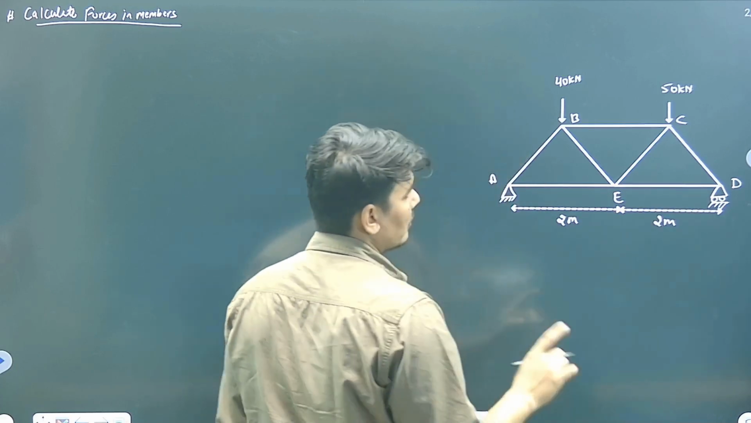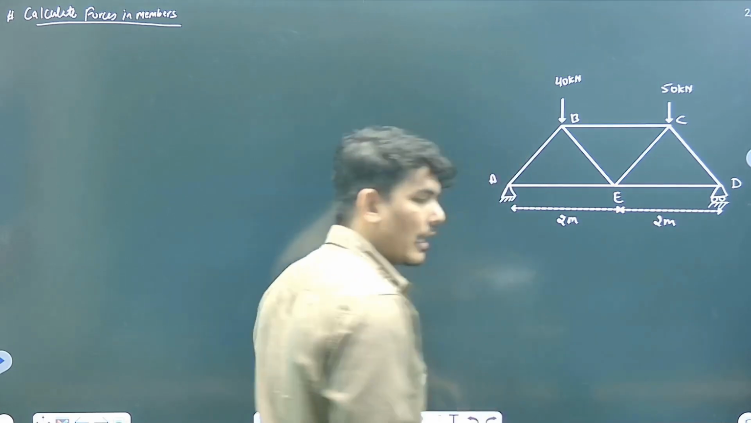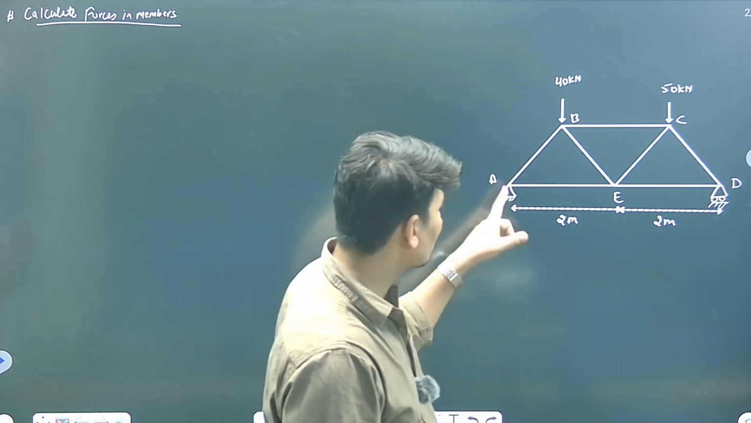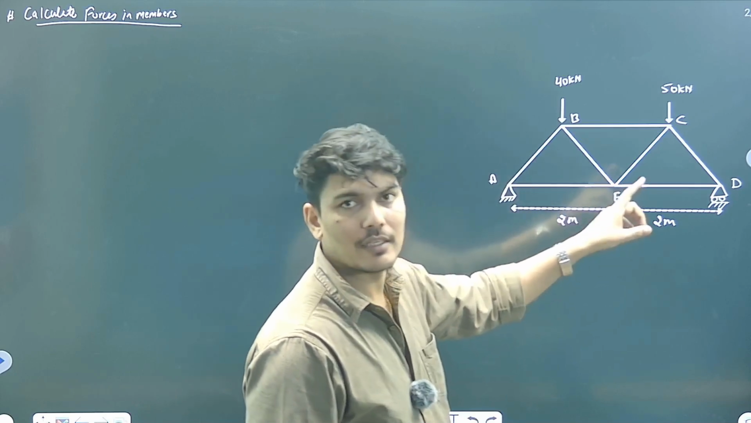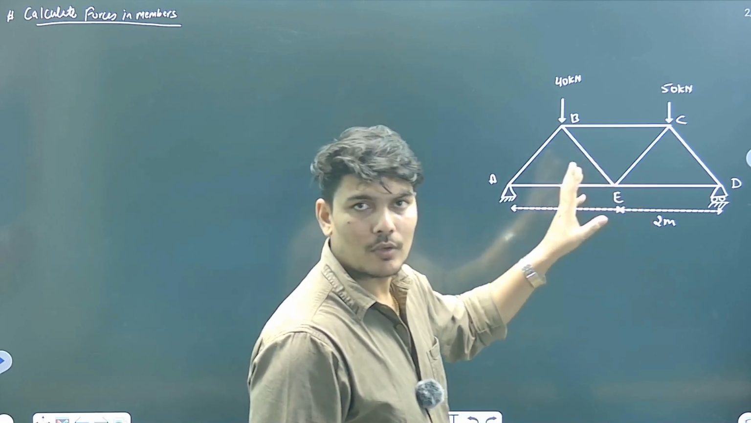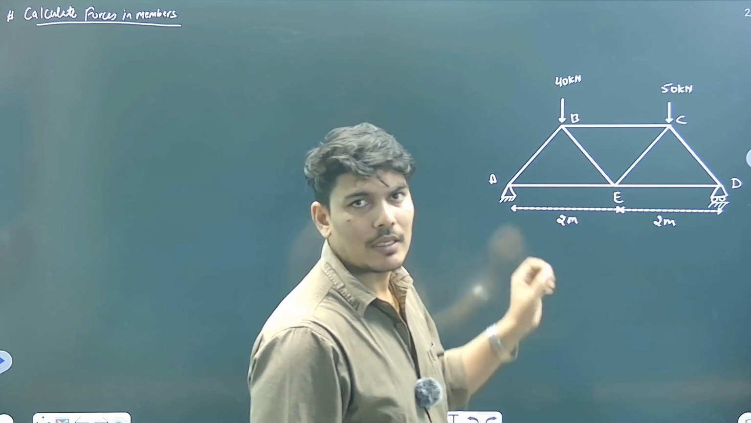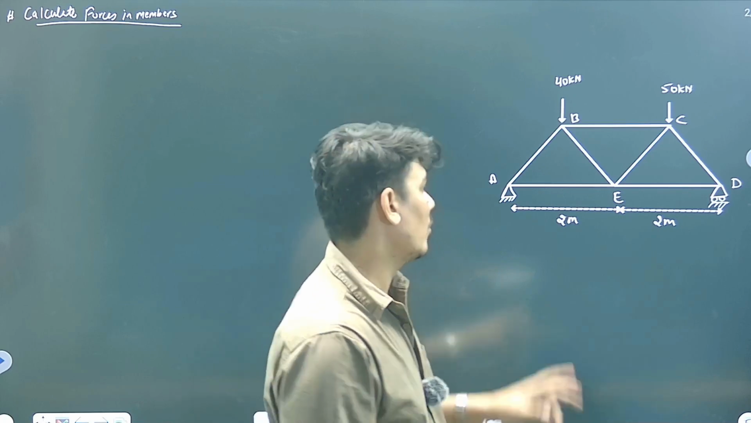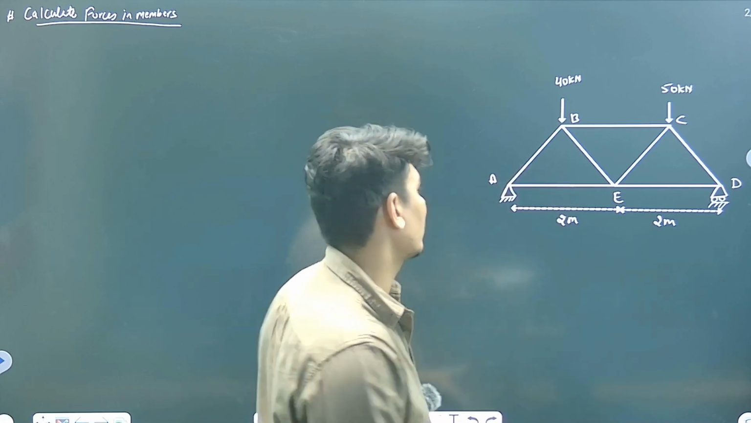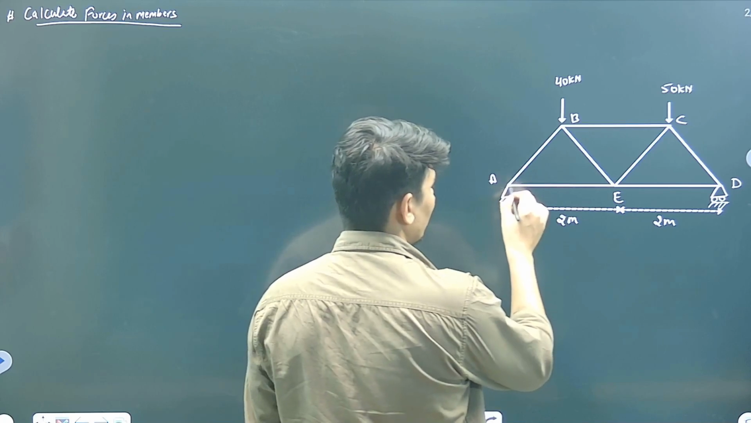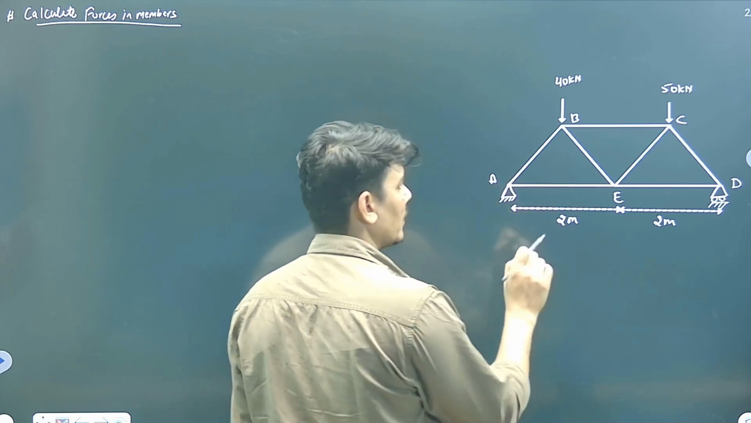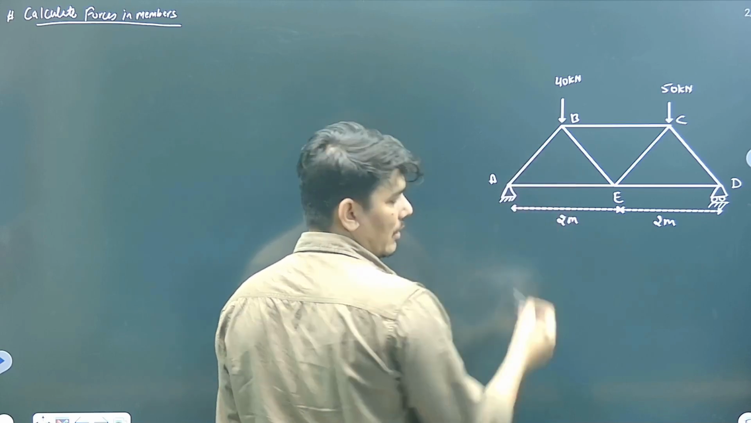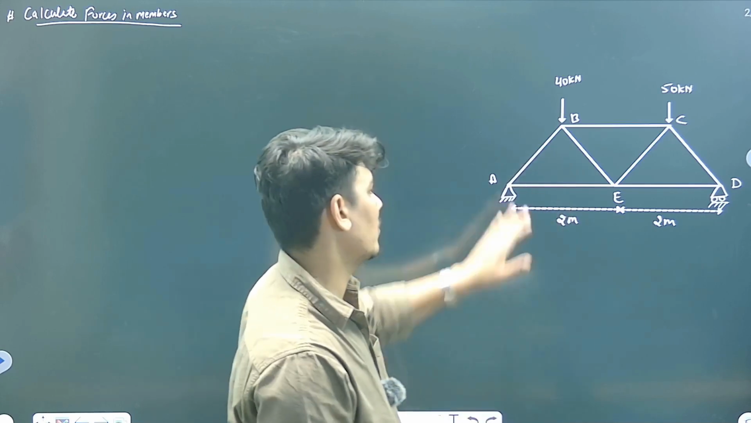Why? Because choose any point as per method of joint. What did we learn? In method of joints we have to choose that point where there are only two unknown forces, because equations of equilibrium available are only two. So only two forces can be resolved. So if you talk about this point A, there are three unknown forces. This force in AB member, force in AE member, and reaction. Three unknown forces you cannot solve.